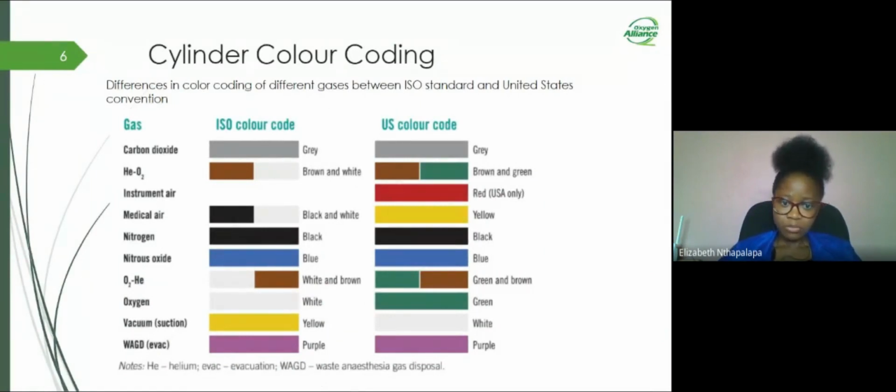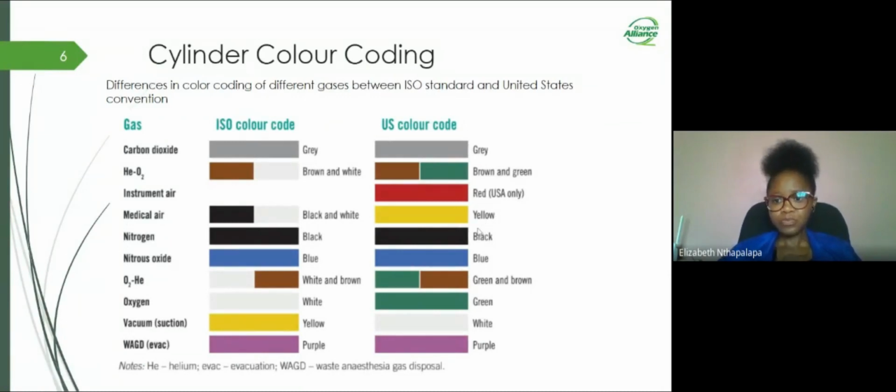As we saw in the previous slide, it has a green shoulder, which represents the US color code convention, while the ISO one is represented by white. Moving ahead to other gases that we use in the hospital, or medical gases, we have gases like oxygen, which is represented by black in both conventions, and nitrous oxide, represented by blue. But if we look at medical air, now they're different. For the ISO color code, we have black and white, while by the US color code, we have a yellow shoulder.